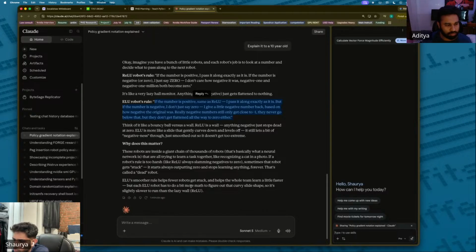But each ELU robot has to do a bit more math to figure out that curvy slide shape, so it is slightly slower to run than a lazy wall.